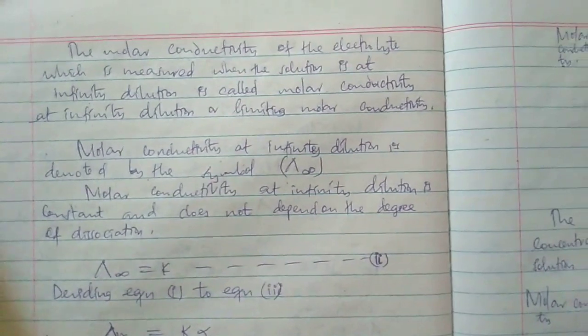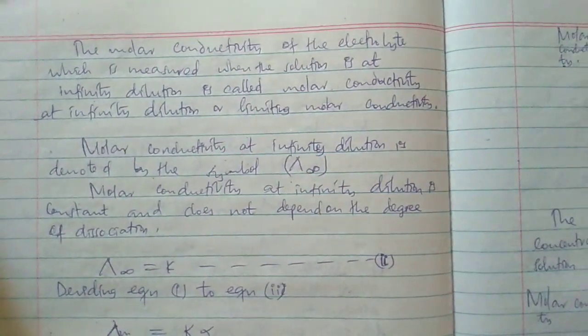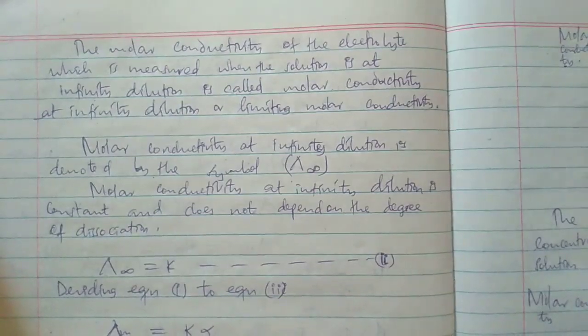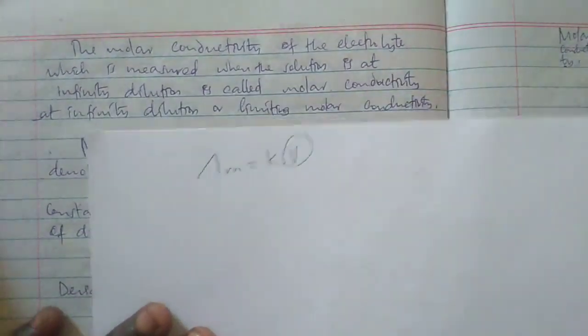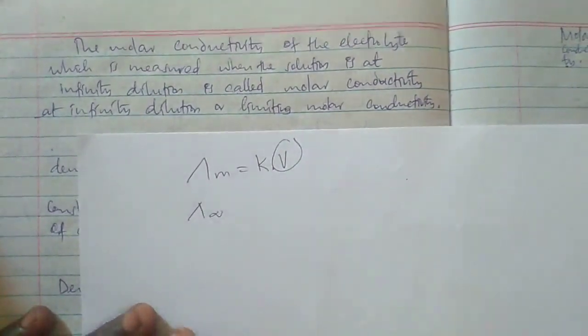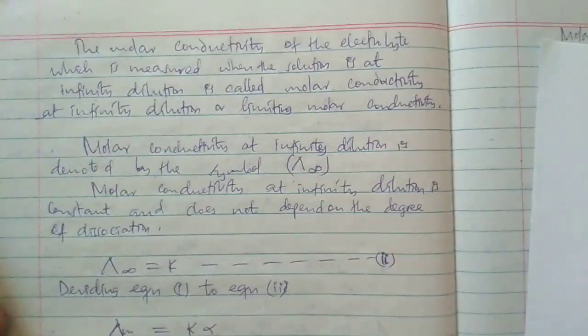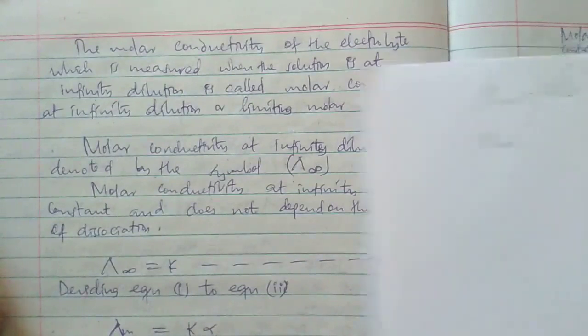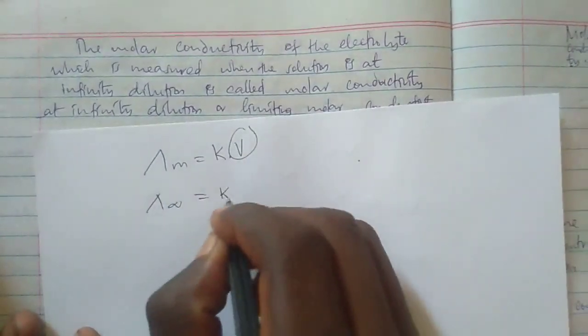Maana yake solution haiwezi ikawa na conductivity kubwa zaidi ya hiyo. Hiyo ndio molar conductivity at infinite dilution, or limiting molar conductivity. Molar conductivity at infinite dilution is denoted by a symbol, then we put infinity up. So molar conductivity at infinite dilution is constant and does not depend on the degree of dissociation. Kwa huyo hapa ni sasa na constant K.